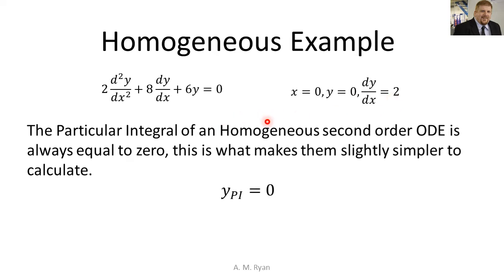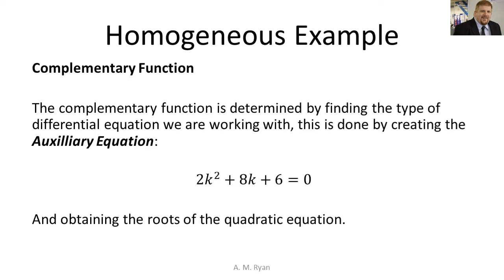Okay, so in any second order differential equation, the particular integral is determined by the form of the right hand side of the equation. In a homogeneous one, this is 0, so the integral of this is also going to be 0. So the particular integral for a homogeneous equation is always 0. So we can skip that step. Okay. So the second part is to work out the complementary function.